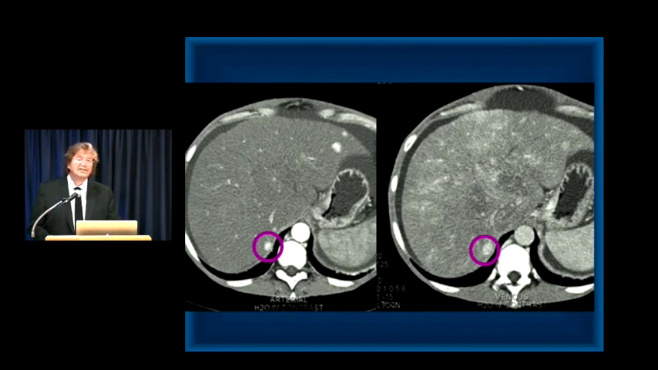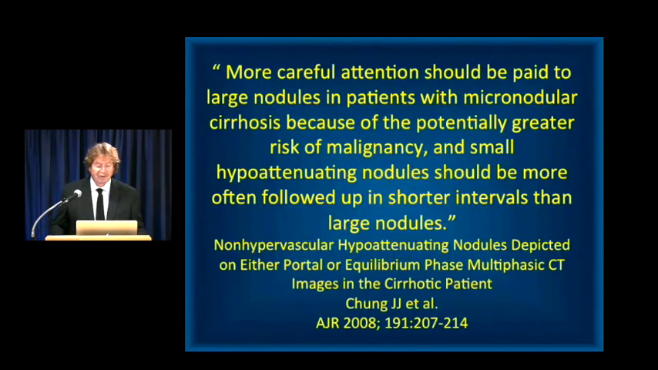Have you ever seen a lesion go from arterial to venous and then get bigger? No, it usually gets smaller with time. The only thing that does this is regenerating nodules. If I see a lesion getting bigger from arterial to venous in a cirrhotic liver, I'm thinking regenerating nodules.